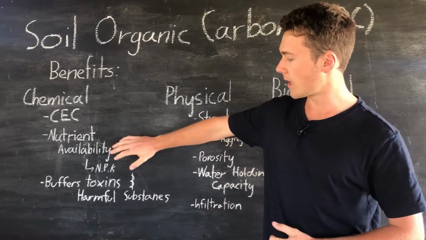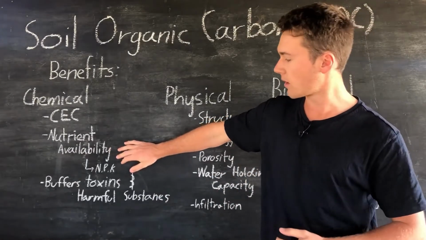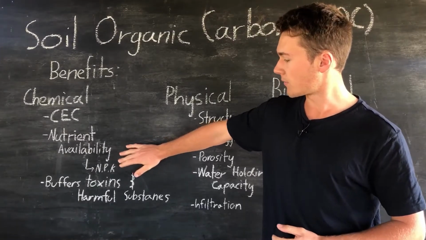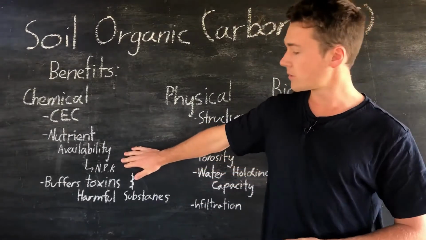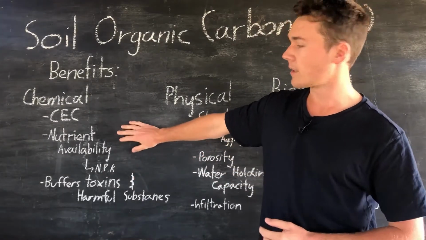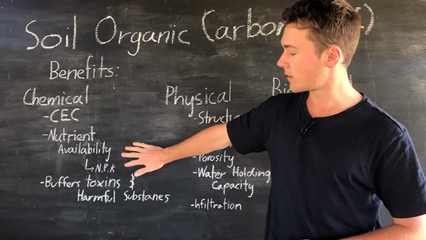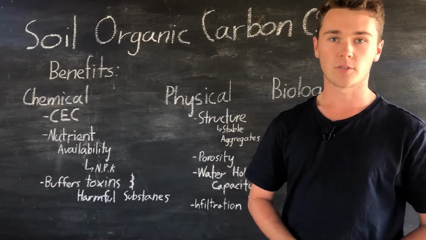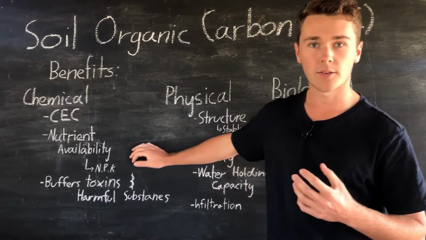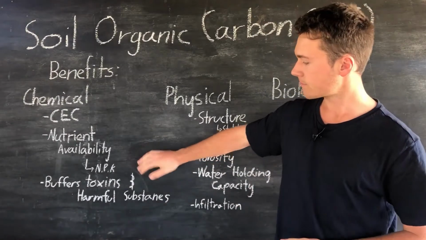These include our macronutrients as NPK, so nitrogen, phosphorus and potassium. These are really important for our plants' growth and development, so we need a lot of these. The breakdown of our organic matter will increase these, as well as our trace minerals and micronutrients. And they're also really important for plant growth and development.